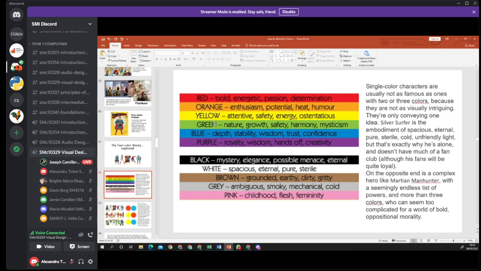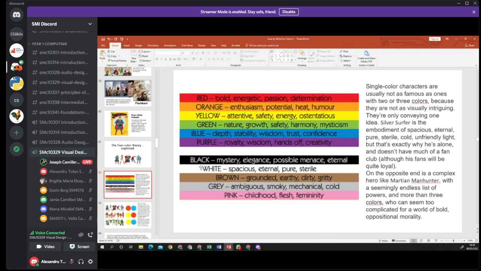Let's have a look at this list. We have red over here, which means bold, energetic, passion, determination. Orange means enthusiasm, potential, heat, and humor. Yellow, attentive, safety, energy, and ostentatious. Green, nature, growth, safety, harmony, mysticism. Blue, depth, stability, wisdom, trust, and confidence. Purple, royalty, wisdom, hands off, and creativity. There's black, mystery, elegance, possible menace, and eternal.